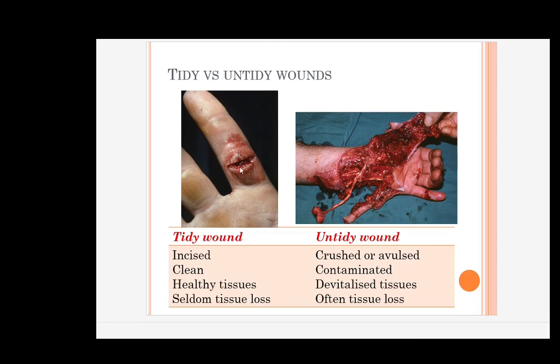Here there is hardly any loss of tissue, but here there is already loss of tissue, and also over a period of time what will happen is some of the areas will lose their vascularity, and definitely you are going to have a lot of loss of tissue. Therefore, the management of an untidy wound is quite difficult and different from a tidy wound. Here the natural process of healing usually takes place, whereas here a lot has to be done by the treating doctor to allow the untidy wound to heal ultimately.